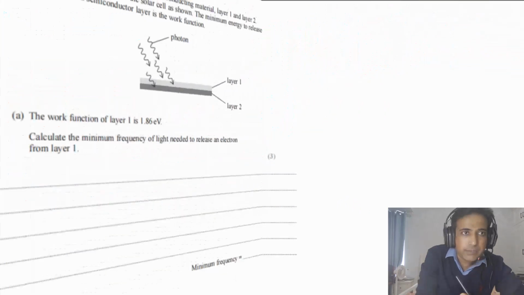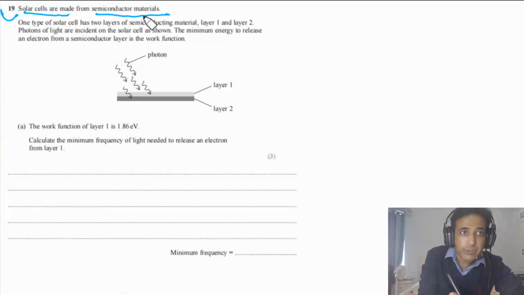Question 19 says solar cells are made from semiconductor materials. One type of solar cell has two layers of semiconducting material, layer 1 and layer 2.